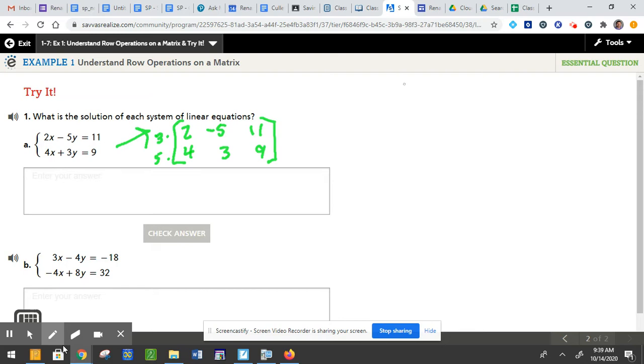So I'm just going to rewrite it up here. We've got 6, negative 15, and then 33, and then 20, 15, and 45. When we add those two lines together to create a new line, we get 26, 0, and then 78. All right, I'm going to revert back to the 4, 3, 9 down here.